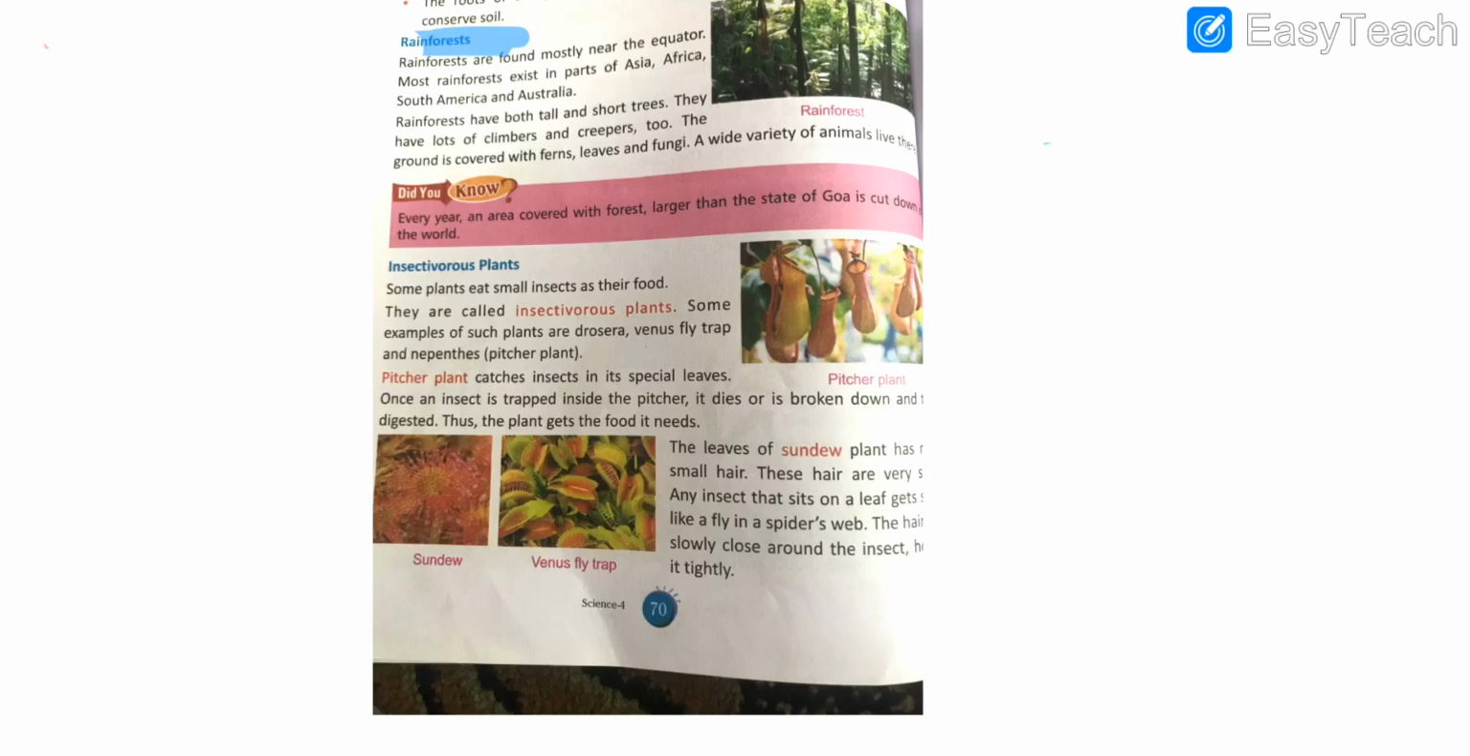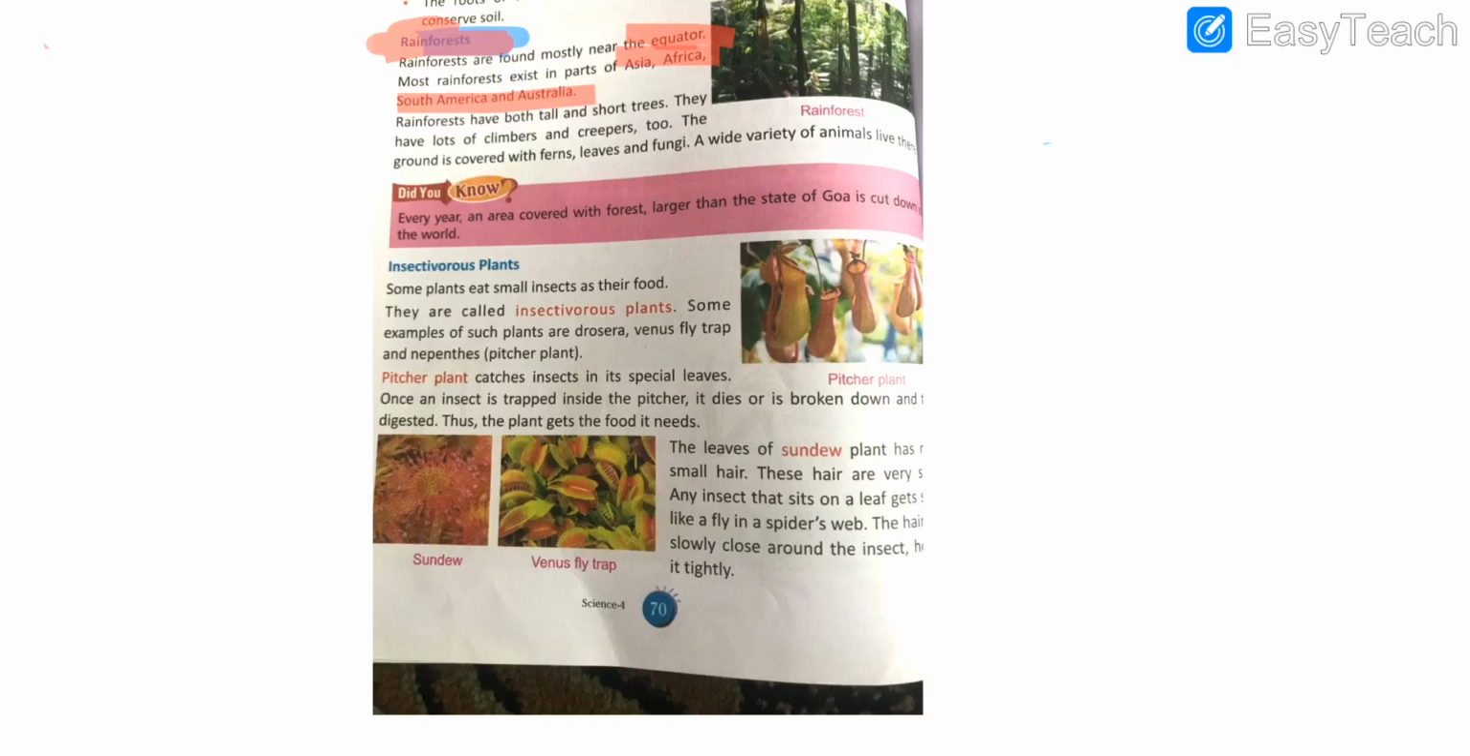Students, first of all we will see what is a rainforest and why such a forest is called a rainforest. Students, rainforests are the forests which receive maximum amount of rainfall. They are found mostly near the equator, and most rainforests exist in the parts of Asia, Africa, Australia, and South America.